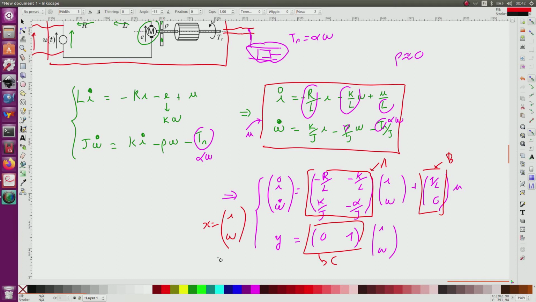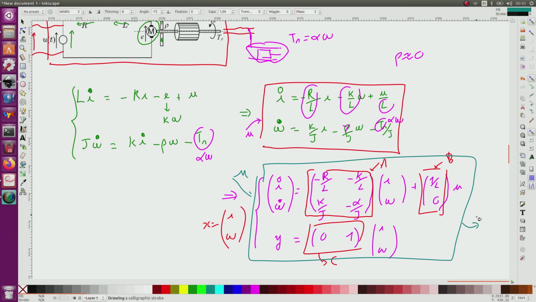I have a system where the only input of my system is U. The only output is Y, and we can see that it corresponds to the classical formulation X dot equal AX plus BU, Y equal CX plus DU, but here D is 0. It is a classical formulation of a linear system with a state space representation.